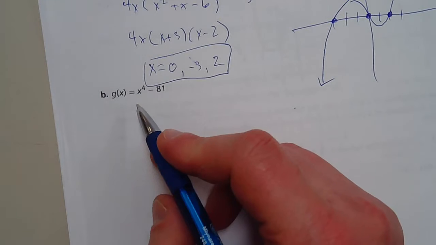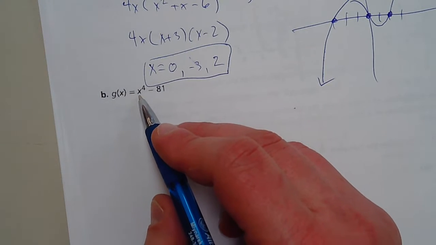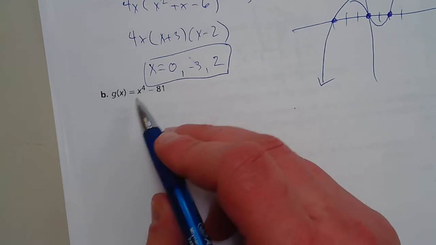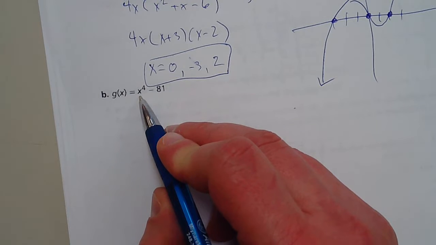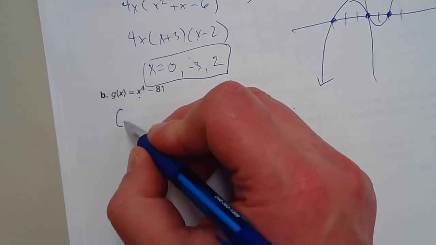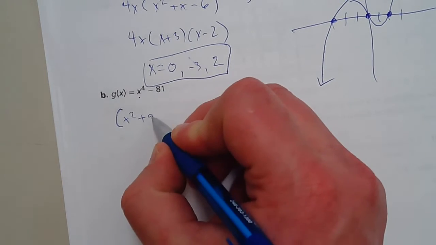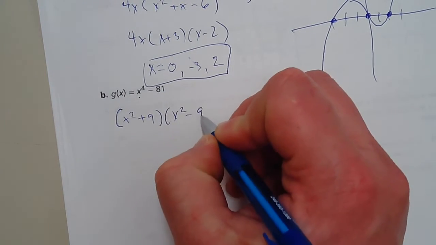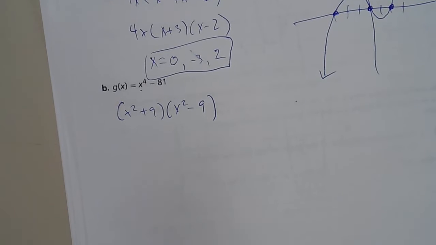Ooh, this is a little trickier. So this one, x to the 4th, this is a difference of squares. This is x squared times x squared. This is 9 times 9. So if we go x squared plus 9, x squared minus 9. That's going to work.